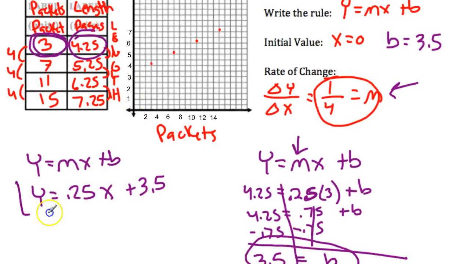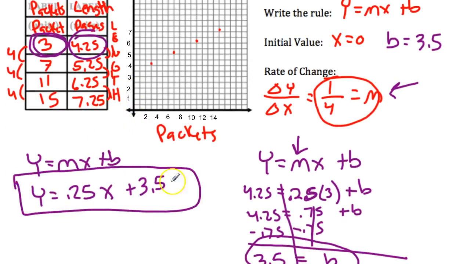So that's it. I made the equation without knowing the y-intercept at the beginning. If I connected these points too, just to check. Not a great line. That's alright. It crosses right at about 3.5, so I know it's good.